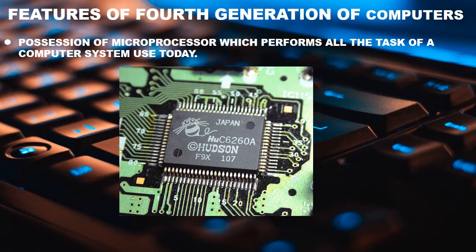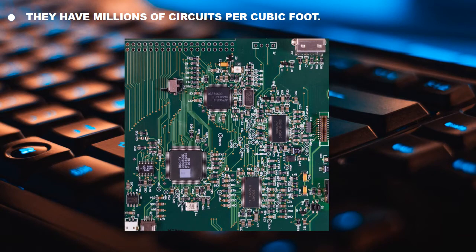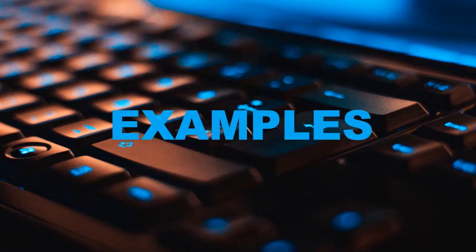Features of the fourth generation of computers. Possession of the microprocessor which performs all the tasks of a computer system used today. Very large-scale integrated (VLSI) circuits were used. They have millions of circuits per cubic foot. Examples of the fourth generation of computers.